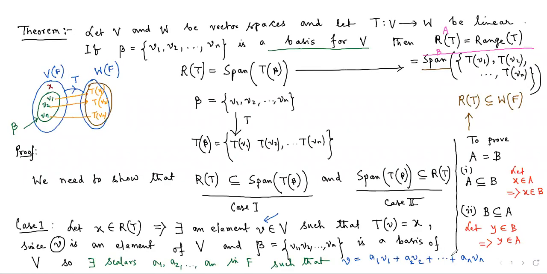Now, if V can be expressed as a linear combination of these elements, why can it be so expressed? Because V is an element of the vector space V, and beta containing these elements is the basis. So V can be expressed as a linear combination of these elements.